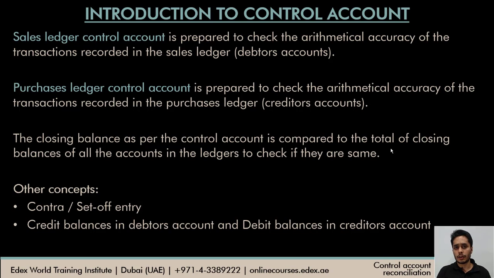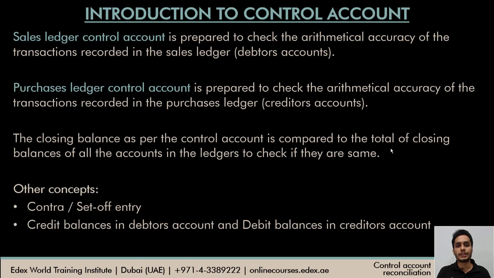Once you prepare the two control accounts, you have to compare the closing balance of the sales ledger control account with the total of closing balances of all the debtors accounts in the sales ledger. If these two balances are the same, then you can conclude that there are no errors in the sales ledger or the debtors accounts. But if these two balances are not the same, they are different, then you will have to go back and find out the errors that have caused this difference.